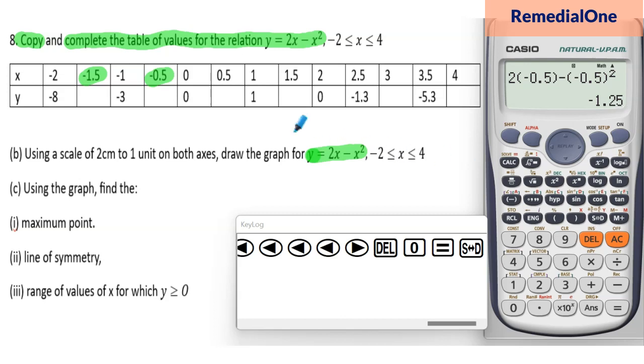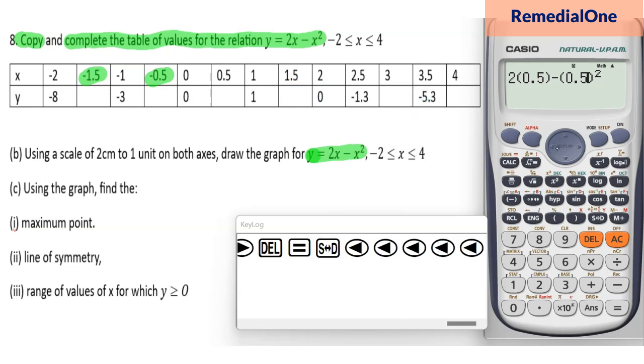Now we move on to 0.5. So you pick it back here again. All that you have to do is just delete the negative so that you get your 0.5. Boom. Let's turn it to decimal. 0.75. We're supposed to run it to one decimal place, so it's going to be 0.8. So here will be 0.8.